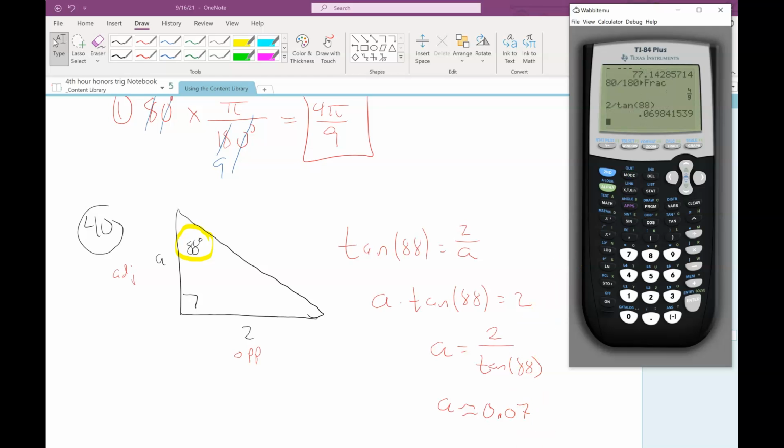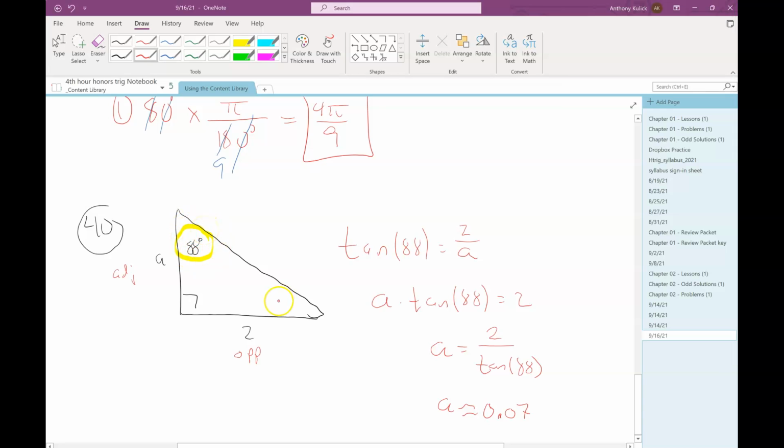Yep. Okay, that's a pretty silly answer, but if we think about it, this is 88 degrees, this one would be 2 degrees, and we know that the side lengths are proportional to the angle measure that it's across from. So that side A is going to be awfully tiny. So yeah, I guess that makes some sense then.